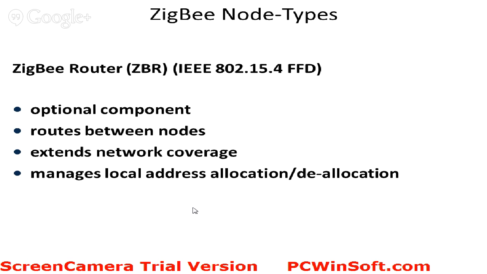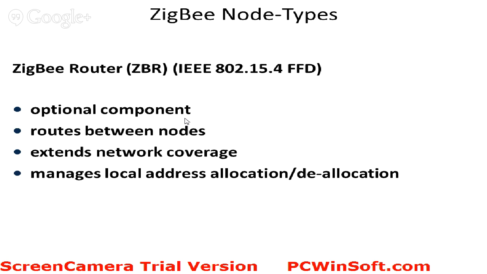Then there are other types of devices which are relatively less empowered than the ZigBee coordinator. They are called ZigBee routers. In 802.15.4 parlance, these are also called full function devices. 802.15.4 defines only two types of devices, full function and reduced function, whereas ZigBee has defined three types of devices. So the ZigBee router is an optional component.